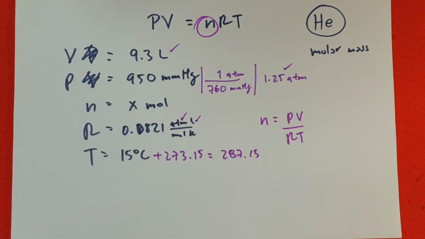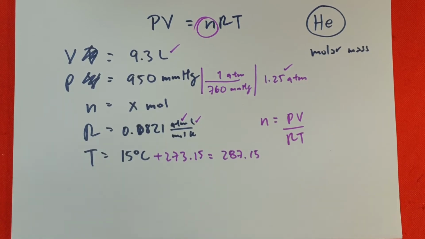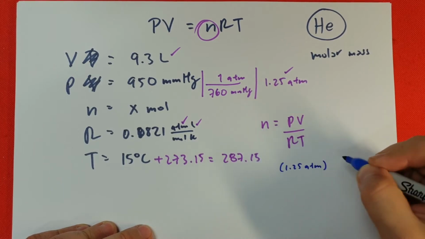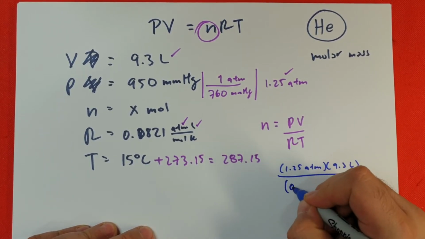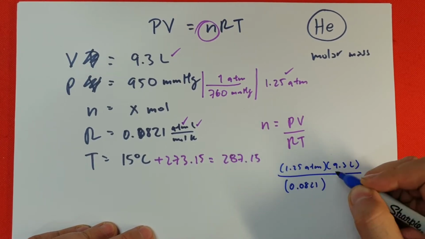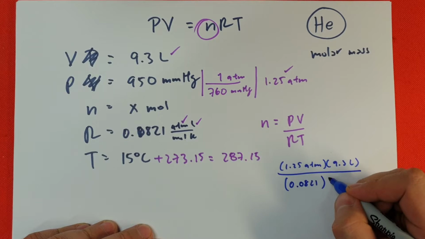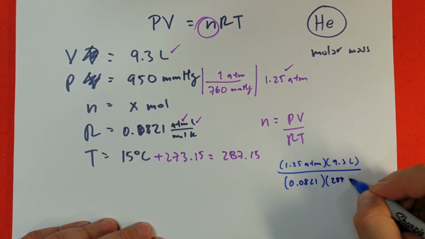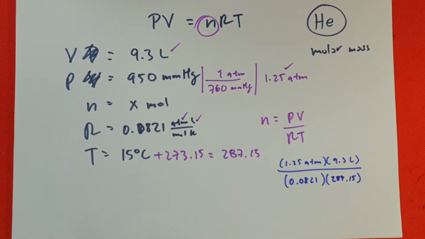RT. And once we plug in these values right here, we're going to get that P is 1.25 atmospheres. Volume is 9.3 liters over 0.0821. I didn't write the units because we know they're right here. And at the end of the day, we're going to add temperature, which is 287.15. So we multiply all of that in our calculator.